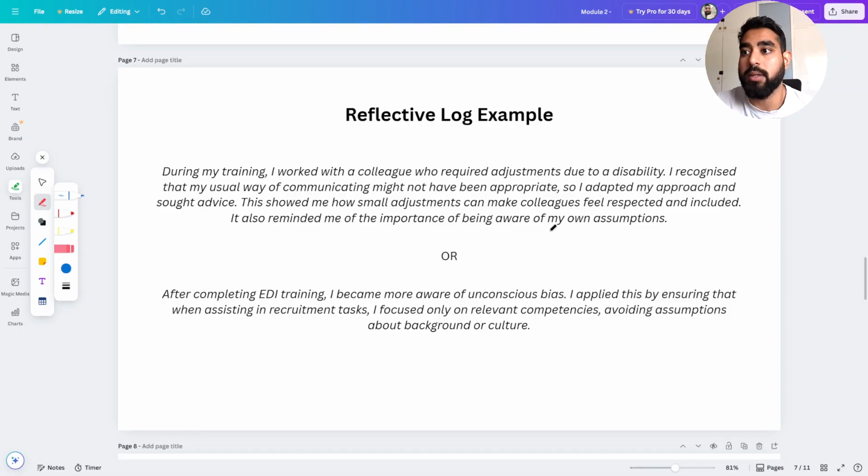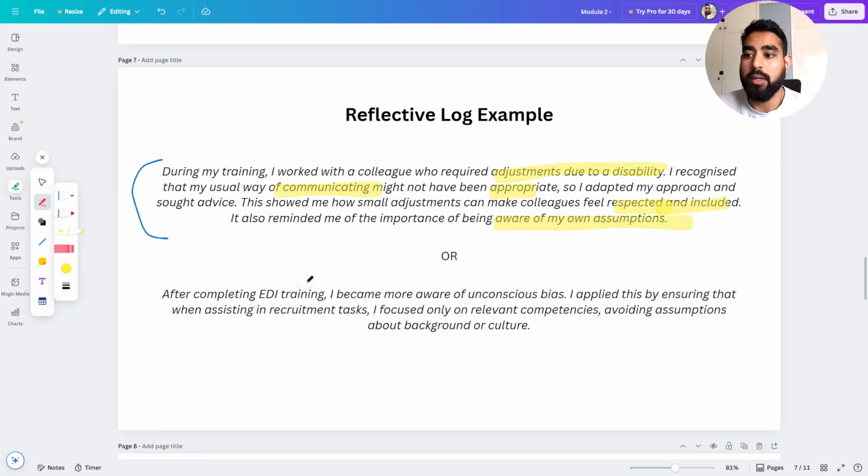So in the reflective log example, this is just a piece of text that shows you the structure or how you can word your evidence in your reflective logs. So let's talk about it. During my training, I worked with a colleague who required adjustments due to a disability. I recognized that my usual way of communicating might not have been appropriate. So I adapted my approach and sought advice. This showed me how small adjustments can make colleagues feel respected and included. It also reminded me of the importance of being aware of my own assumptions.